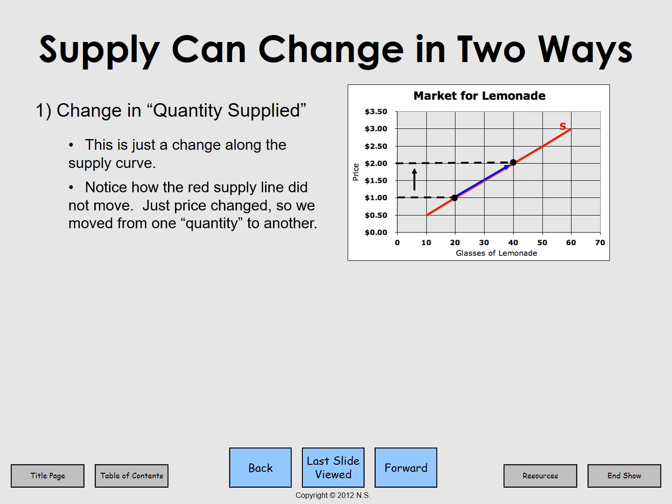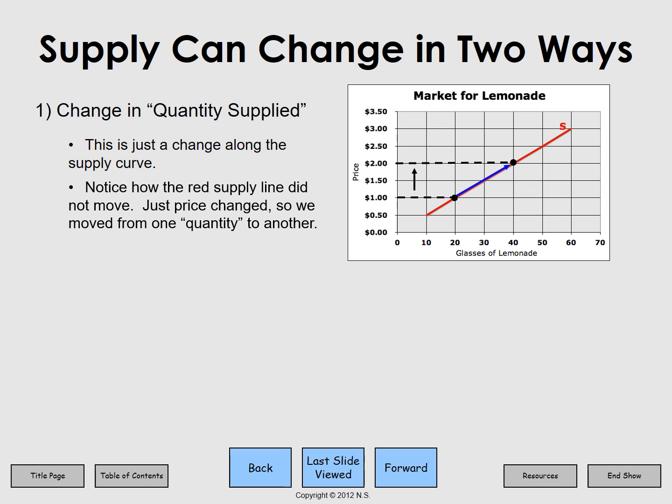We just change the quantity that I am supplying. So at $2 there's going to be 40 glasses of lemonade that I produce, because I can make more money. I can make $2, so I'm going to make more glasses of lemonade. At $1 I'm only going to produce 20 glasses because I'm not making as much money. Remember, I assume that I'm going to sell all of these, so I could shift this even more.